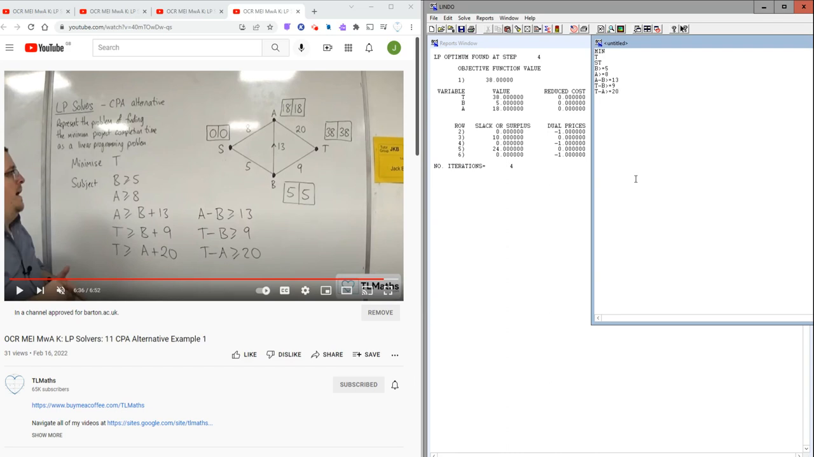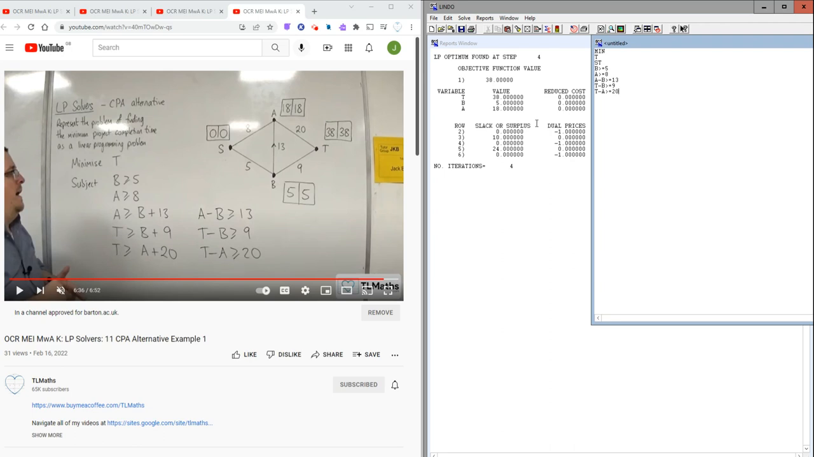And it's saying the objective function value is 38, which matches with what we had when we did the forward and backward pass in the video. So the value at T is 38. The value at B is 5, and the value at A is 18. And those values match up with what I had in the video.